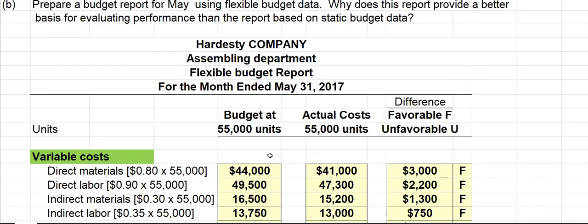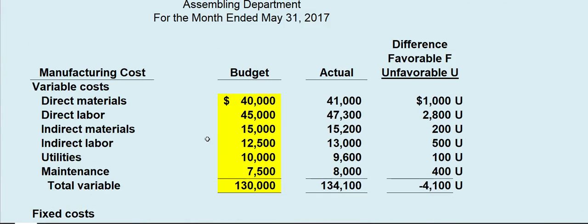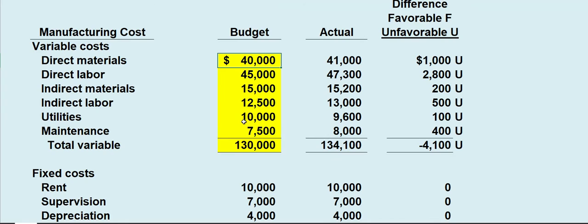So now we move to the flexible budget for the month of May, and you will notice that in the column to the left I have the budgeted numbers based on the variable cost per unit. And so direct materials is $.80 per unit. That is derived by taking the 40,000 and dividing it by 50,000 units. Why 50,000? Because that's the level of activity that was used to prepare the budget.